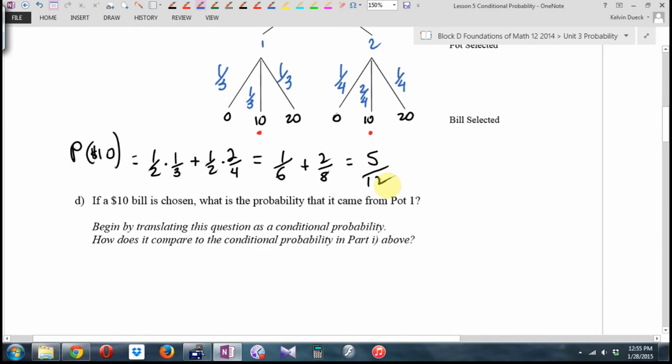We begin by translating this question as a conditional probability. Write that, P brackets, leave a space, and then do our given. What do we know? What have they told us? We know what was chosen.